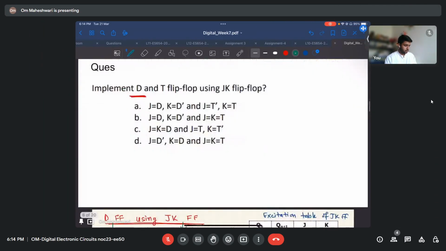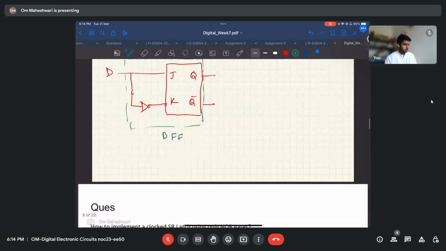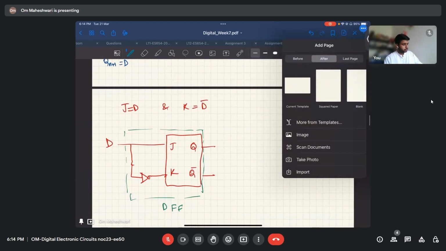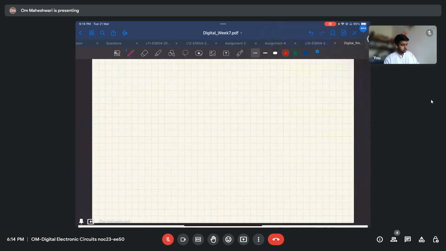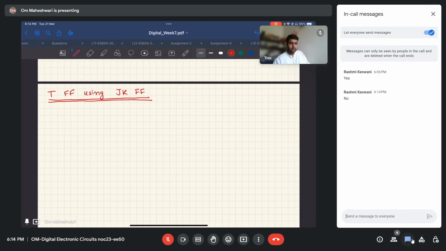So let's do the next one also. Next one is T flip-flop using JK flip-flop. If you're following, you may please write in chat also what equations you are getting for J and K for the T flip-flop. They're fairly easy. I'll repeat the steps.